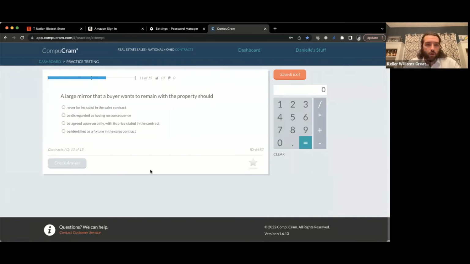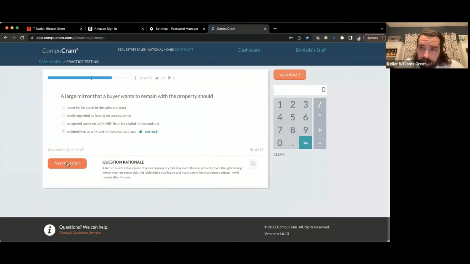Question number 11: a large mirror that a buyer wants to remain at the property should A, never be included in the sales contract, B, be disregarded as having no consequence, C, be agreed upon verbally with its price stated in the contract, or D, be identified as a fixture in the sales contract. D is the correct answer.